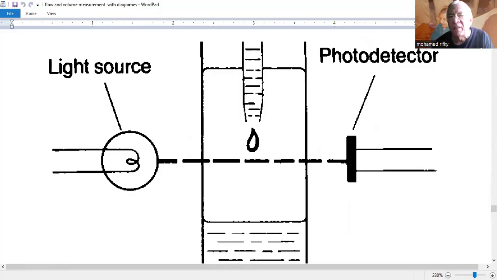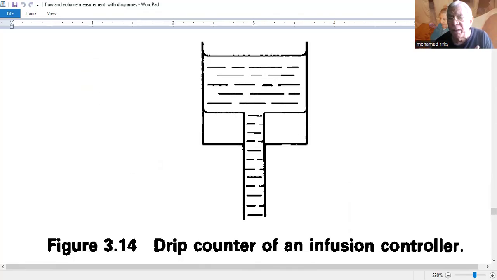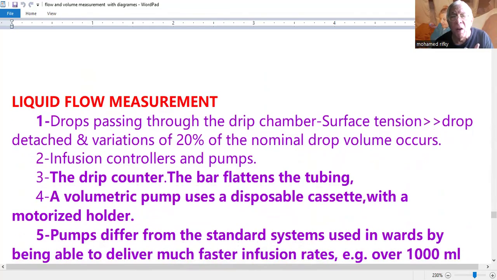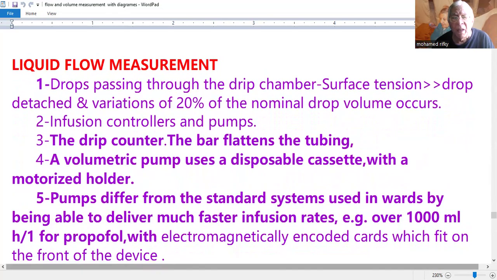So we have a light source and we have a photocell. This can count. This chamber ought to be filled to a third of it so that we have correct results. These are some points regarding liquid flow measurement. You have the chance to have a look about it.